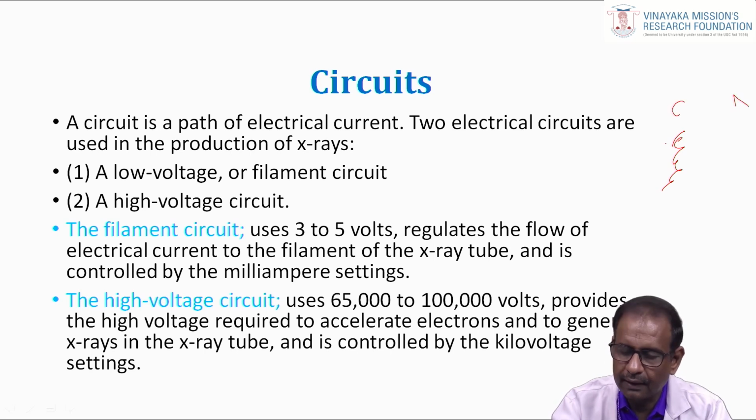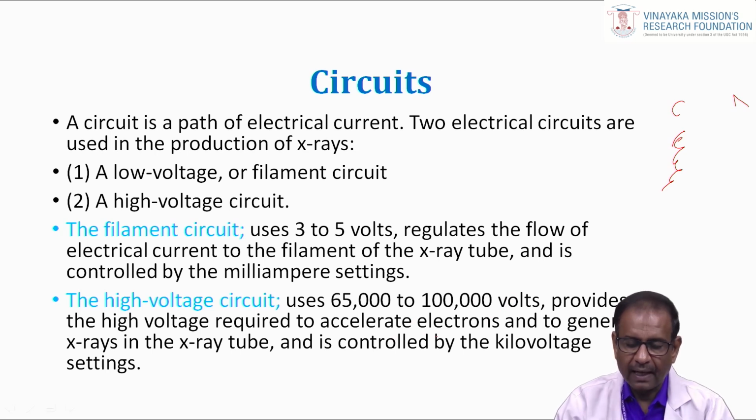Okay. In the anode, after heating, the electrons forcefully go towards the anode and hit the target. So the potential difference between the anode and cathode needs a high voltage current. It uses 65,000 volts. Usually our household current is 220 to 240 volts. It is increased up to 65,000 volts. Remember that. The low voltage filament circuit is only 3 to 5 volts, but the high voltage circuit needs 65,000 to 1 lakh volts. The high voltage accelerates the electrons from the cathode to the anode to generate X-rays in the X-ray tube.